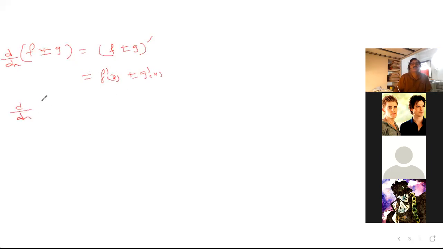And d by dx of k into f of x, you can write k outside, f dash x you can write. Okay, so for type 2, you need to write all these formulas, guys. What are the formulas here? See this now. d by dx of x to the power of n, you know very well, it can be written as x to the power of n dash also, n into x to the power of n minus 1. So now onwards, I would like to write like this instead of d by dx.